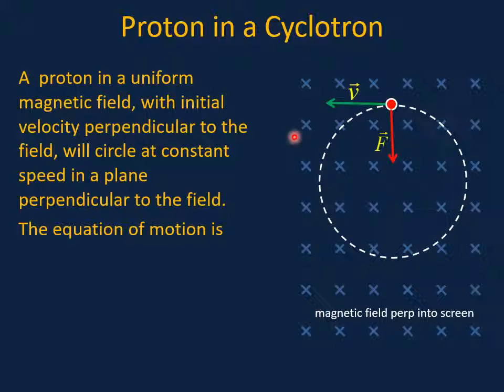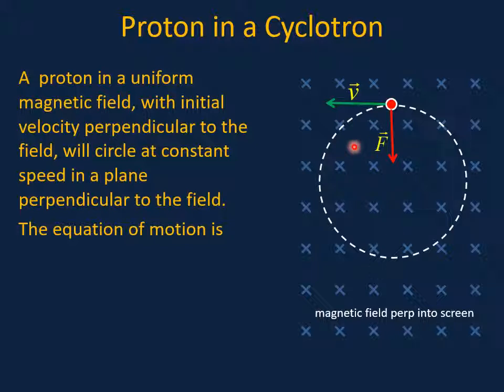Since the velocity of the proton is perpendicular to the magnetic field, and since the force due to the magnetic field is always perpendicular to the velocity, there is no work done on the proton. And since the velocity is perpendicular to the field, its motion will always stay perpendicular to the field in the plane of the board. And this motion will of course be a circular motion.